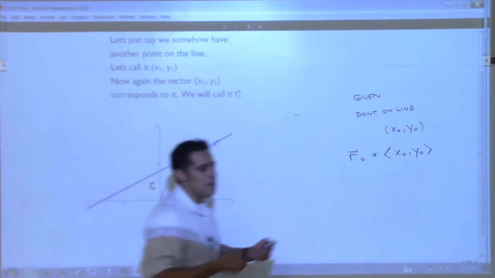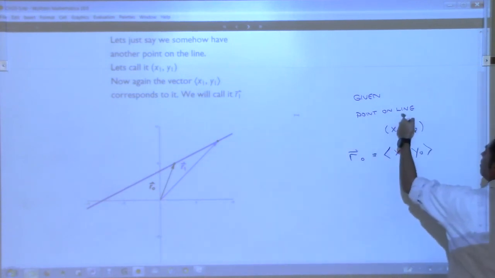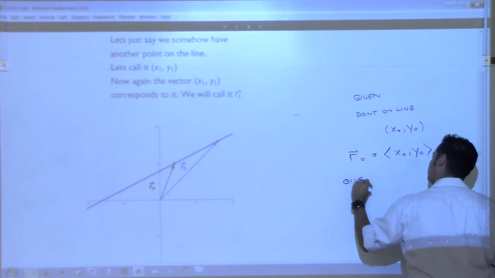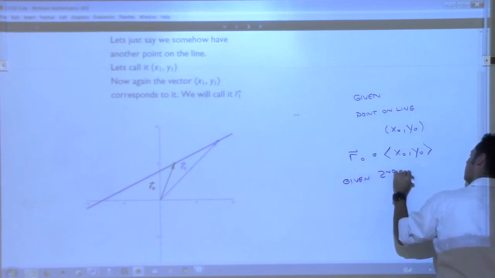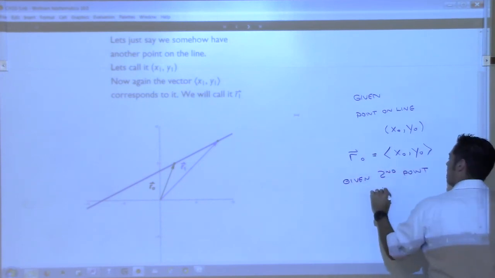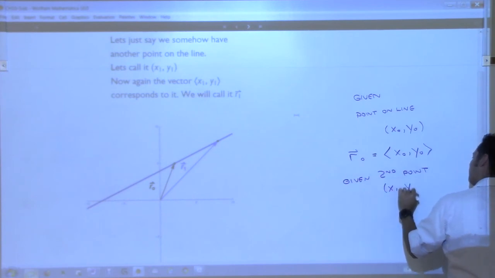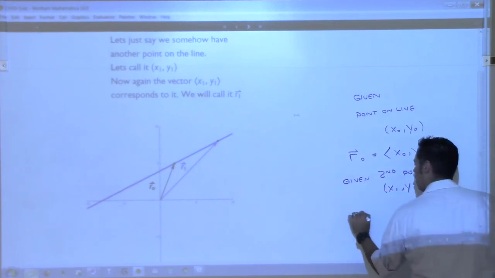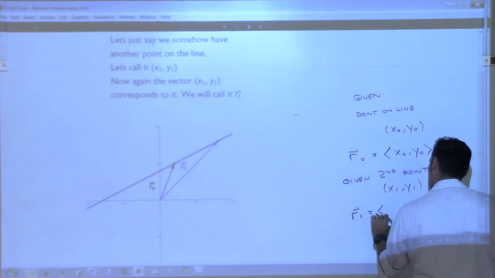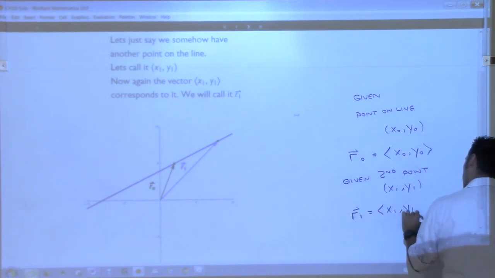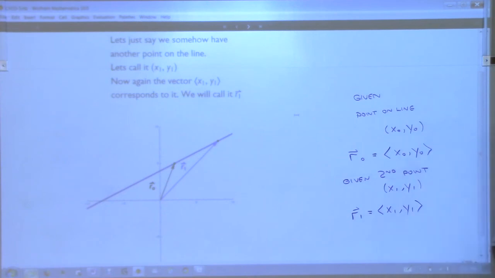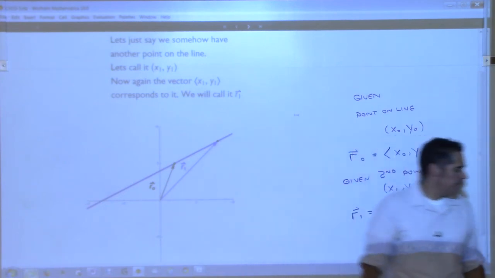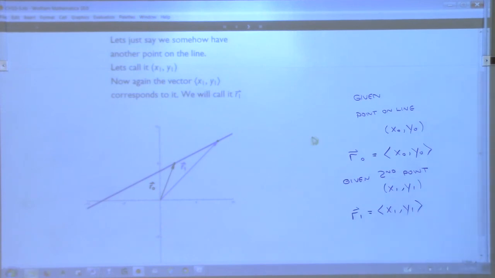So let's say that we have another point on the line. Given a second point. Let's say that that point's x1, y1. Let's create a second vector. R1 equals the vector x1, y1. Okay? So now that vector goes from the origin to the second point. Do you know what I'm about to generate now?